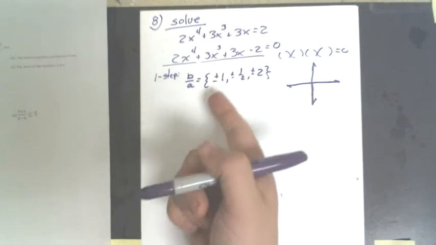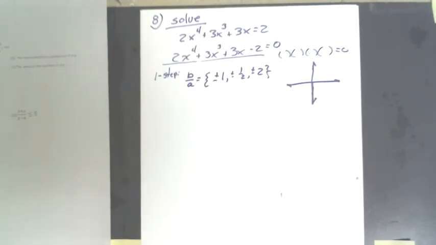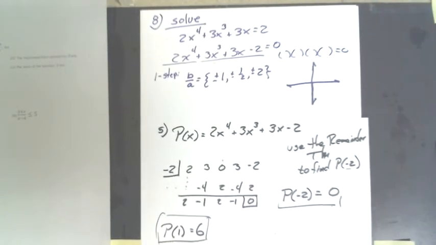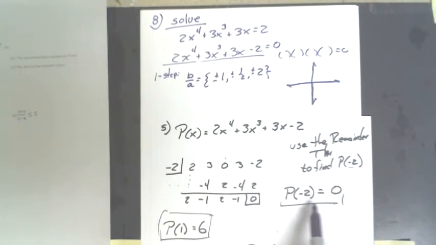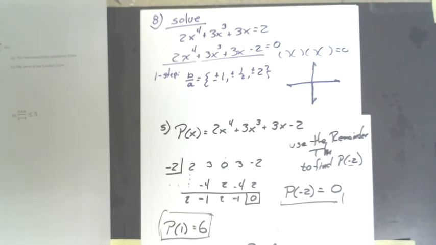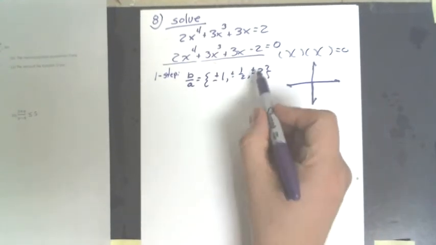It's always nice to start with plus or minus 1. Oh, actually, we already do have one. As you recall, where is it? From number 5, it was that same polynomial, and we saw that negative 2 made a 0. So we know negative 2 works. Negative 2 is one of these.